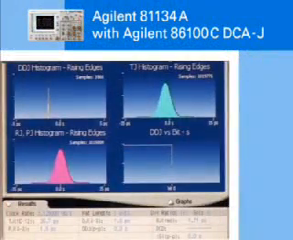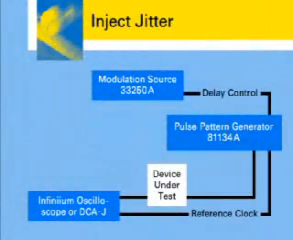Using the Agilent 86100C's jitter separation capabilities, you can see the very low intrinsic jitter of the Agilent 81134A, less than 2 picoseconds in total. To generate worst-case scenarios, the Agilent 81134A comes with a delay control input. This allows a predefined amount and type of jitter to be injected into the output signals. The jitter is defined by an external modulation source that is attached to the delay control input. This allows any device to be tested on its jitter capabilities and jitter tolerance.